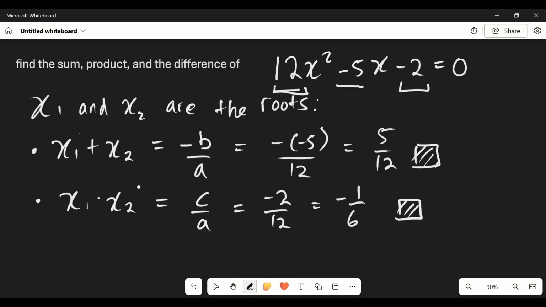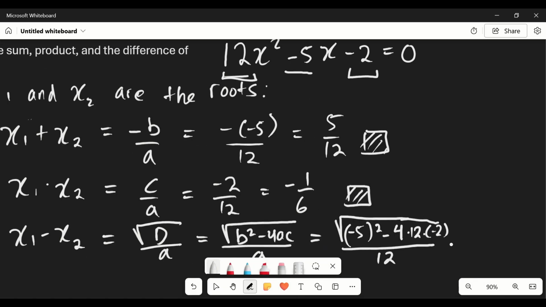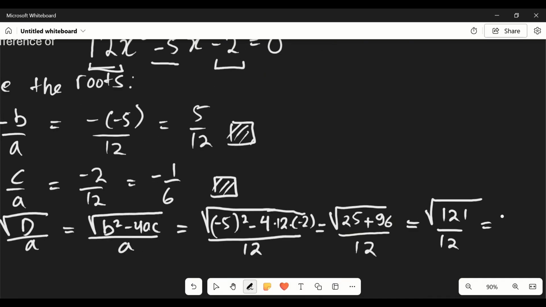We want to know what the difference between the roots is. We can use this formula, where d is the discriminant of the quadratic equation. We can substitute the values of a, b, and c into the formula. Then we simplify this a little bit. The square root of 121 is 11 over 12. So we get the difference between the roots. And that's how you can use the formula for simplicity of time.